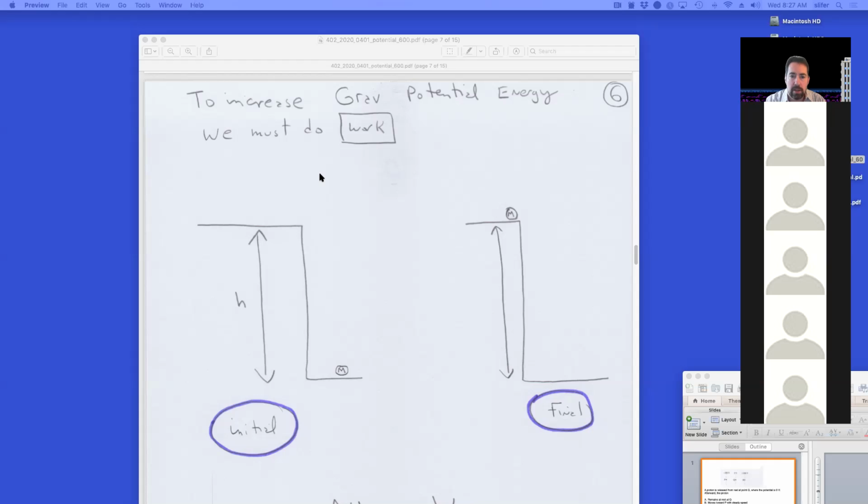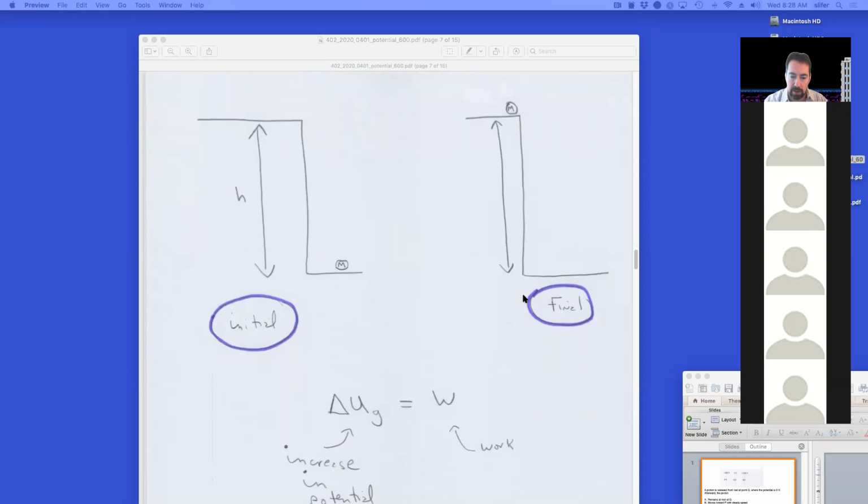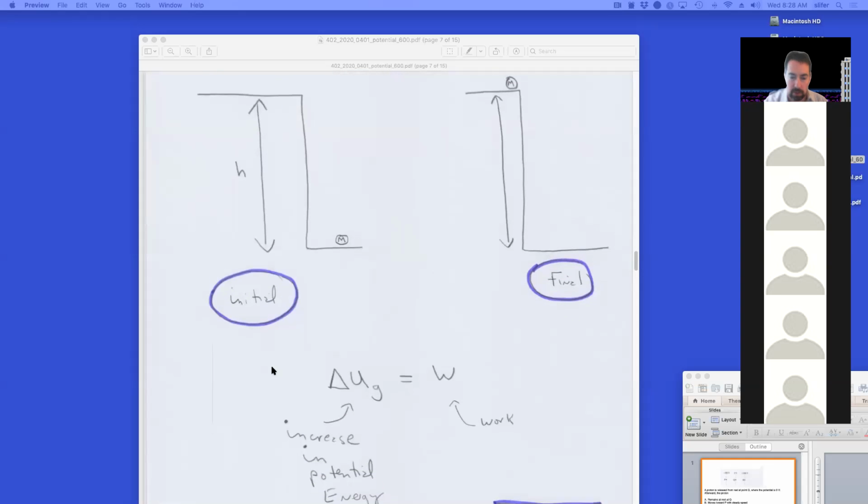I want to explore now this relationship between potential energy and work. If we wanted to increase the gravitational potential energy of this mass, we have to do some work. If I start in this initial state and the ball is at the bottom of the building, if I want to increase its gravitational potential energy, I have to lift it up and put it at some higher height, and that increases its gravitational potential.